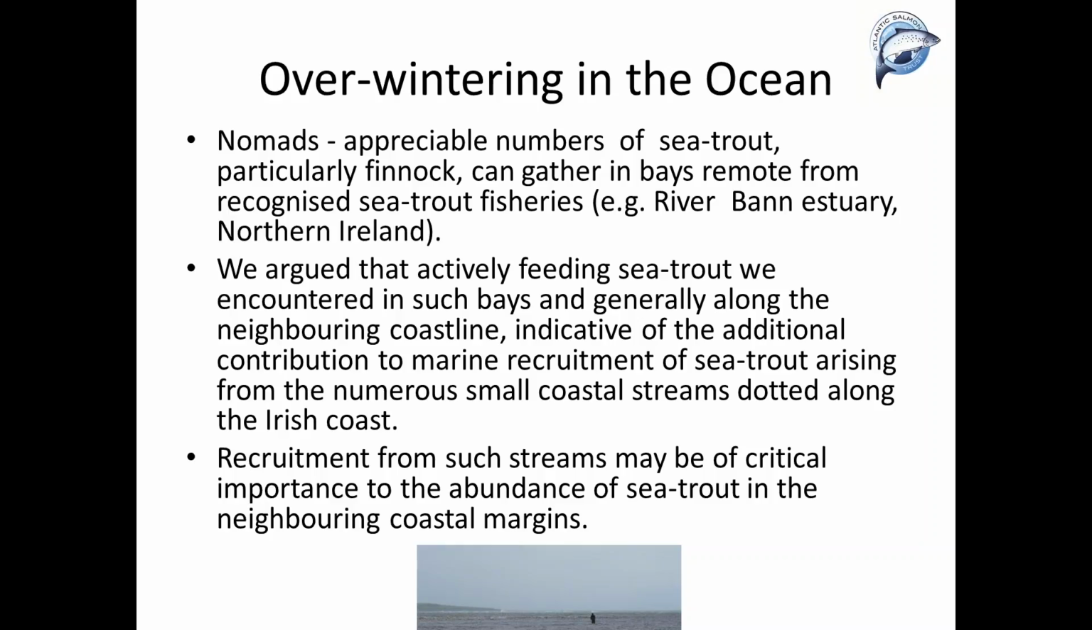But the numbers of sea trout they're encountering belie the numbers that we find in terms of the traditional freshwater fisheries. So they have to be coming from somewhere. And our argument is that these small coastal streams have a huge importance in terms of providing fish into the marine environment, and may be of a critical nature in terms of the provision of recreational fisheries.